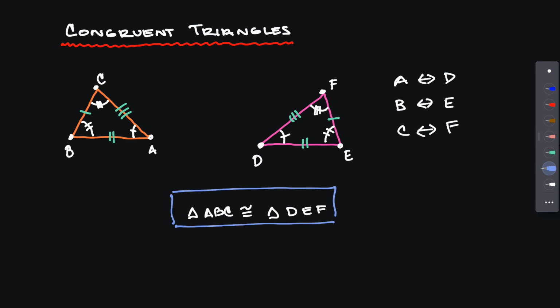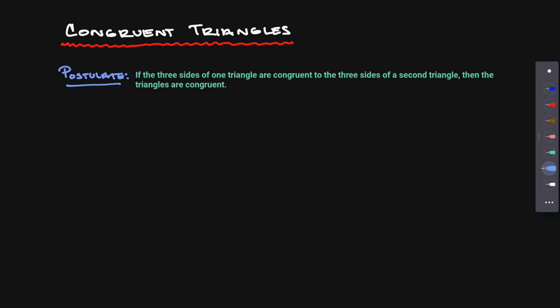For this, we are going to talk about a couple of postulates. So the first postulate says that if 3 sides of one triangle are congruent to the 3 sides of a second triangle, then the triangles are congruent. So it's enough if we know that the 3 sides are congruent with 3 other sides, okay? And this is called the SSS criteria. That means side, side, side.